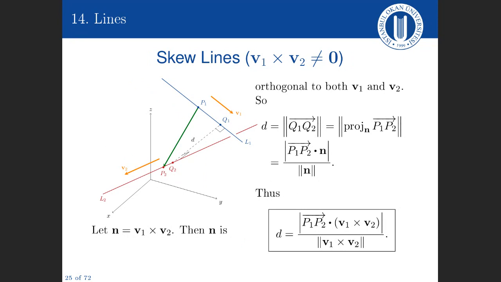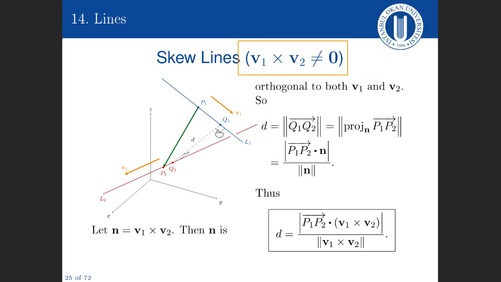Skew lines. Skew lines are lines where the lines do not intersect and the cross product between V1 and V2 is not zero. Draw a pair of skew lines in this picture. We're interested in the shortest possible distance between these two lines.